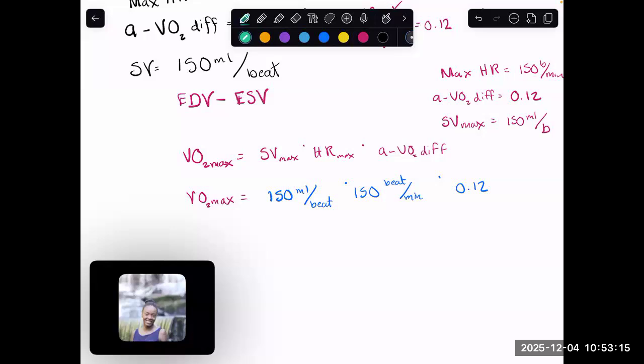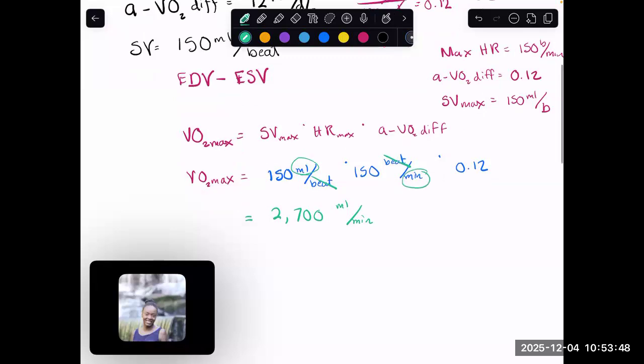From here, let's go ahead and cancel out some units. Since there's a beat in the numerator and there's going to be a beat in the denominator, I'm just going to cancel these out now. And then we'll start multiplying 150 times 150 times 0.12 equals 2,700 milliliters per minute, because those are the only units left, and that's what we wanted to get anyway.